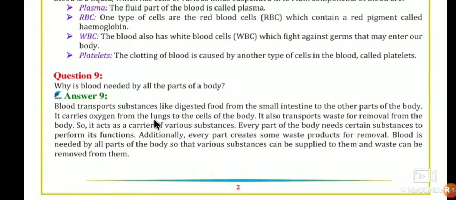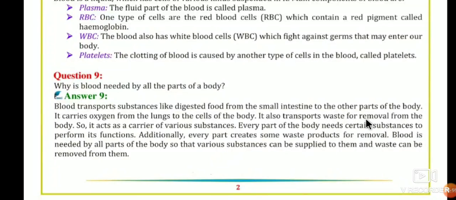It carries oxygen from the lungs to the cells of the body. Blood carries oxygen from the lungs to the heart, then from the heart to the different parts of the body through the arteries. And it also carries carbon dioxide from different parts of the body through the veins to the heart.